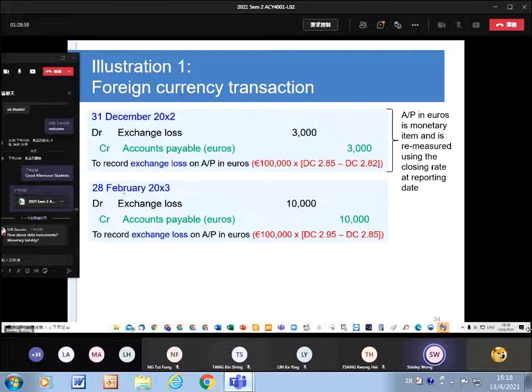Finally, on 28th of February, you need to measure again before you settle the amount. At that date, the rate increased from 2.85 to 2.95. That means you need to pay more local currency in order to settle this 100,000 euro. Finally, you will debit exchange loss and then credit accounts payable again for a further 10,000 loss in this exchange.